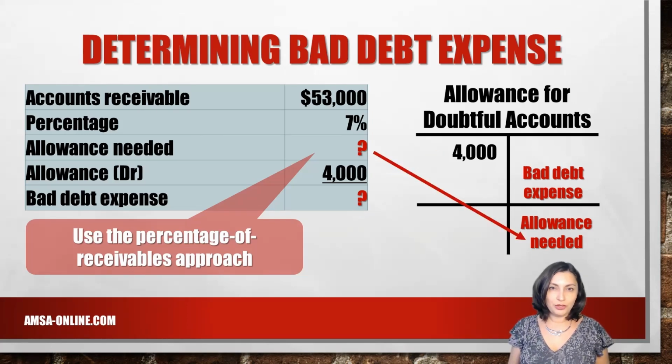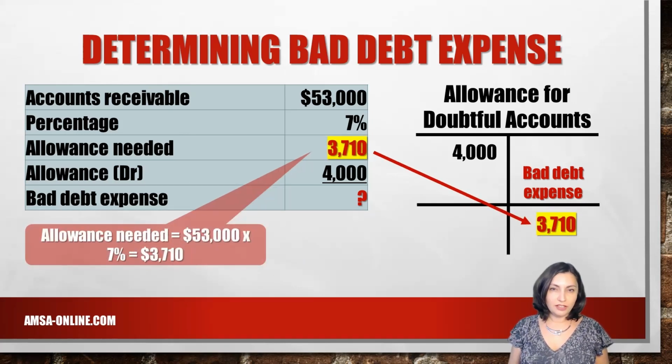First, we calculate the allowance needed based on the estimated bad debt percentage. Under the percentage of receivables approach, we calculate the needed balance in the allowance account first, and then calculate the bad debt expense that we need to record to arrive at the needed allowance balance.